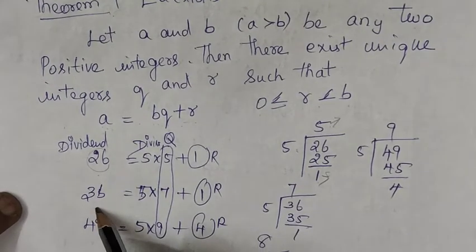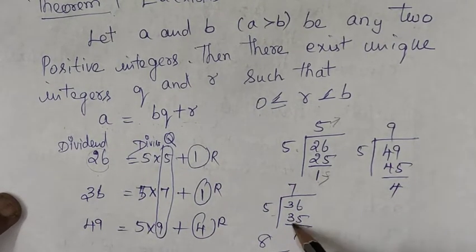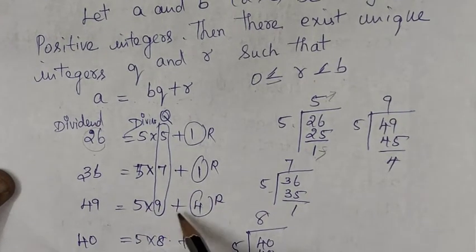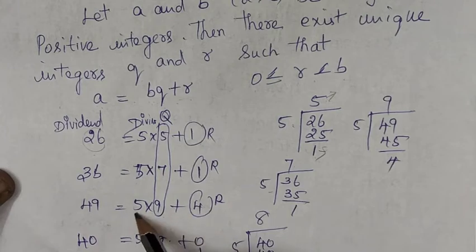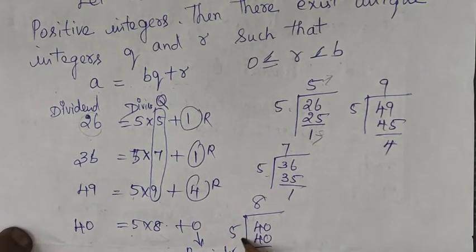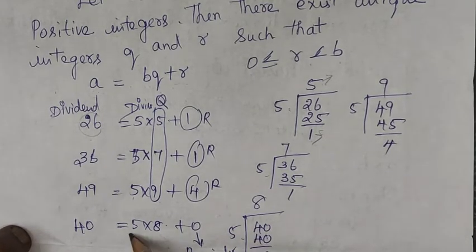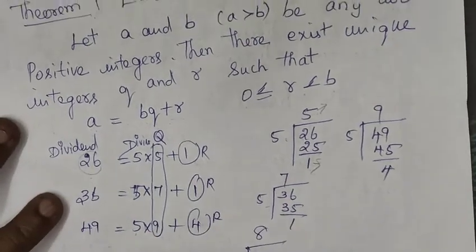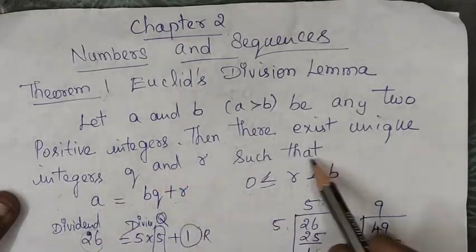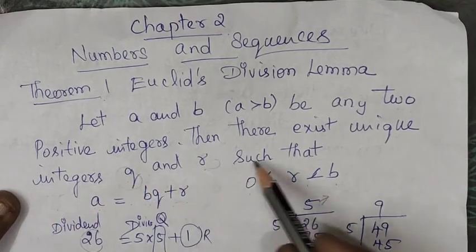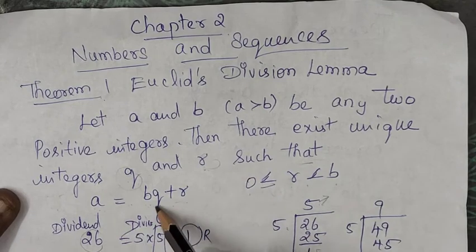Suppose we take 36 divided by 5, 7 fives are 35. So 5 into 7 plus remainder 1. Take 49: 5 into 9 plus 4, remainder 4, quotient 9, divisor 5, dividend 49. Take 40: if we divide by 5, we get remainder 0. So 5 into 8 plus 0, remainder becomes 0, quotient is 8. That is what is given in Euclid's lemma: let A and B be any two positive integers, then there exist unique integers Q and R, that means quotient and remainder, such that A equals B into Q plus R.